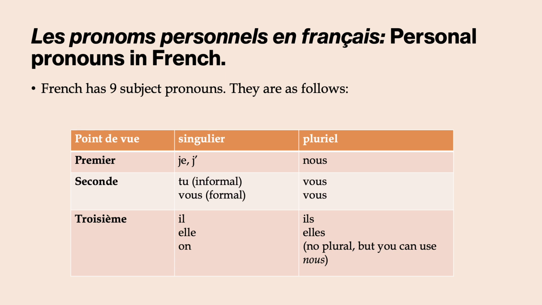Second point de vue, singulier: tu, informel; vous, formel. Pluriel: vous, pour les deux. Troisième point de vue singulier: il, elle, on. Troisième point de vue pluriel: il, elle. And notice they were pronounced exactly the same from the singular to the plural. On does not have a plural, but you could use nous.